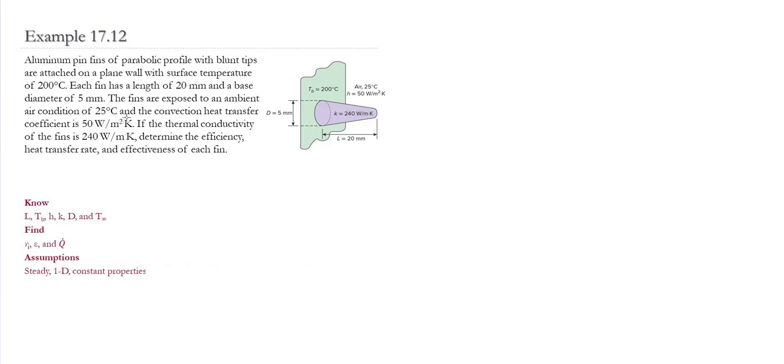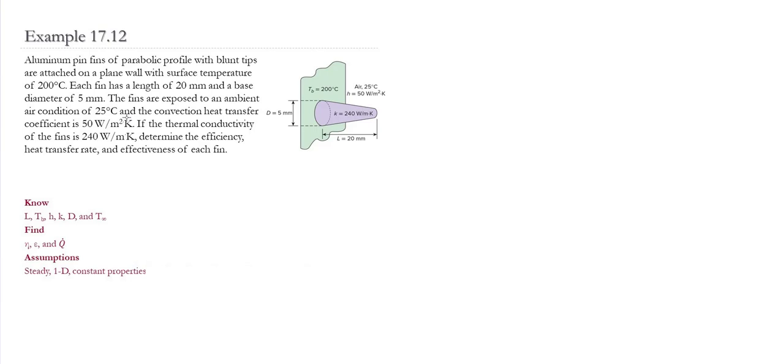Example 17.12. In this example, aluminum pin fins of parabolic profiles with blunt tips are attached to a plain wall with a surface temperature of 200 Celsius. Each fin has a length of 20 millimeters and a base diameter of 5 millimeters. The fins are exposed to an ambient temperature of 25 Celsius and a convection heat transfer coefficient of 50 watts per meter square per Kelvin.